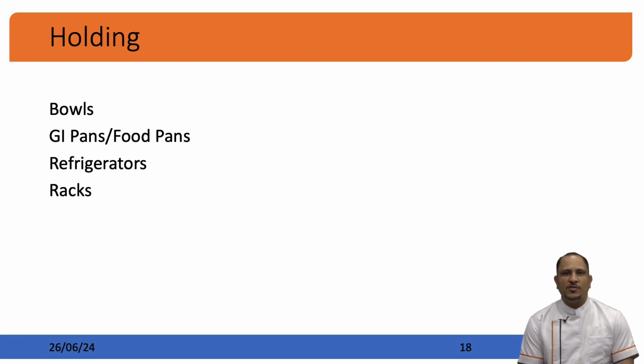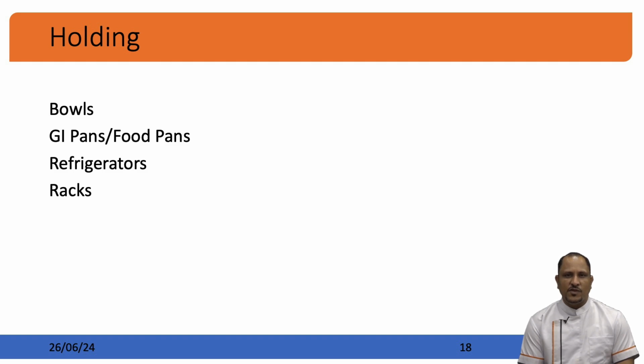Holding equipments are those equipments which are used for holding the food. This can be raw, processed or cooked food. Examples of holding equipments are steel bowls, maybe glass bowls, GI pans, also called food pans. Then we have refrigerators used for holding raw material, at times cooked food also, and kitchen racks which are used for holding dry ingredients. And when these racks are used inside a walk-in refrigerator, they can also be used for storing or holding cooked food.